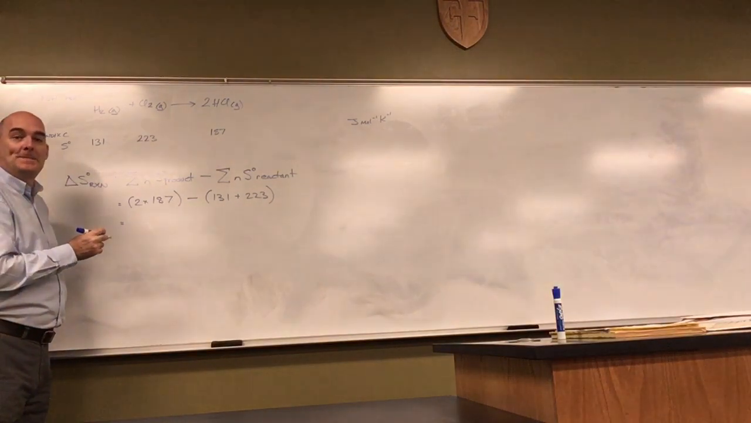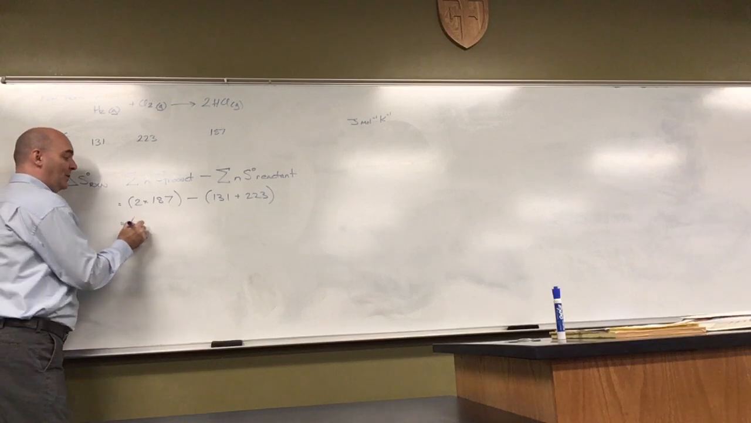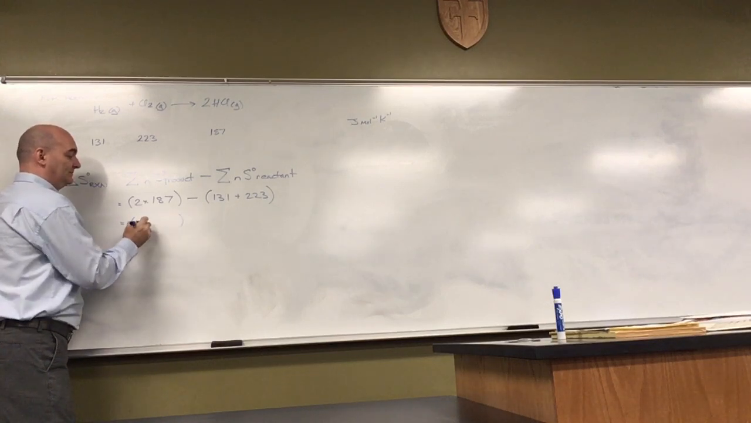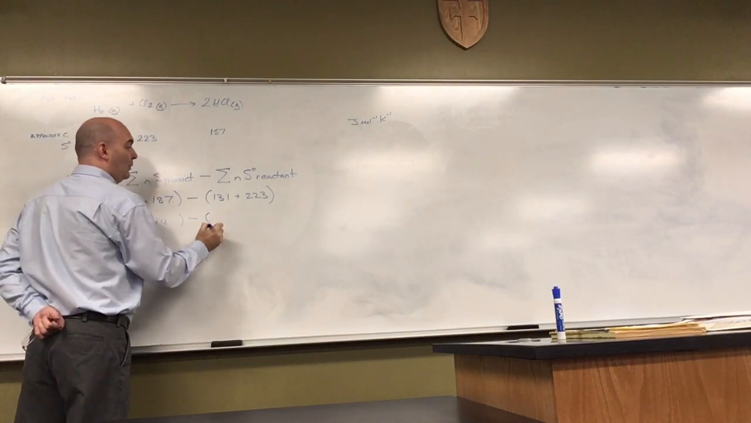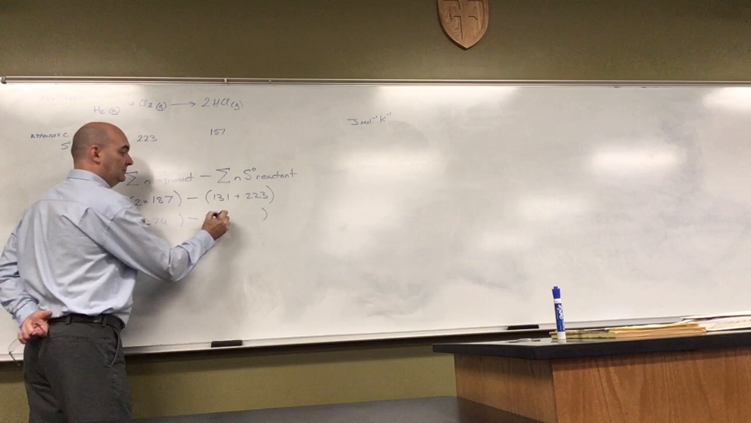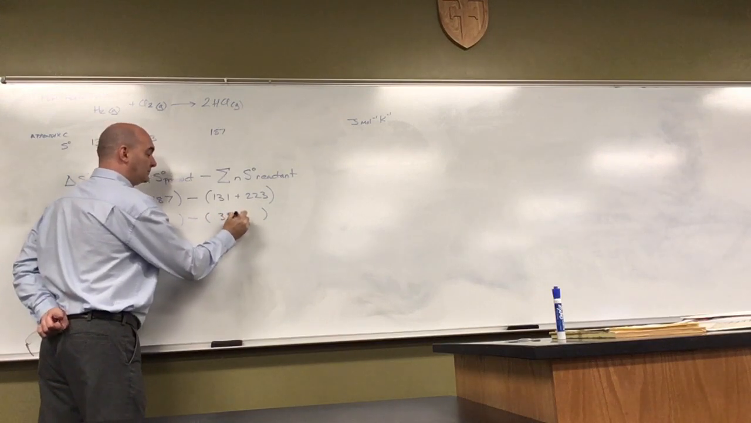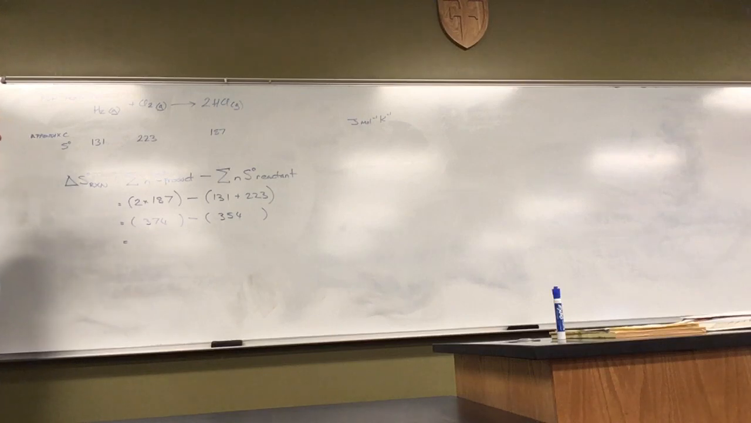Do you have a number? For 2 times 187? Oh, we can do it the long way around. Yeah, go ahead and do that. 374. 374. And the 131 plus 223? 354. 354. And 374 minus 354 equals? 20.